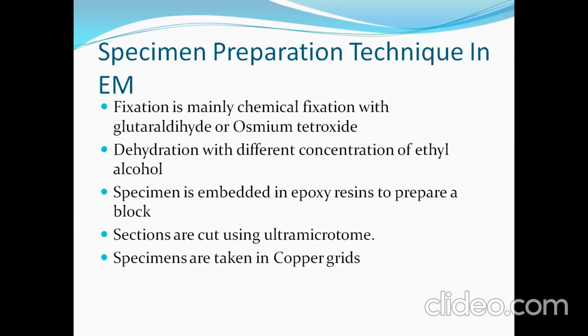But here the specimens are initially embedded in a wax-like material, not actually wax. Here epoxy resins are used to prepare the block. Initially wax was also used, but as wax had certain drawbacks, it was replaced with epoxy resins. So the specimens are embedded in epoxy resins to make a block, and then sections are cut using ultramicrotomes. And specimens are taken on copper grids, right?